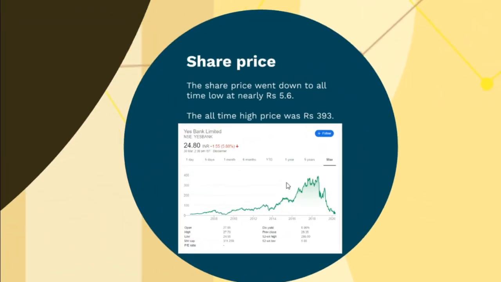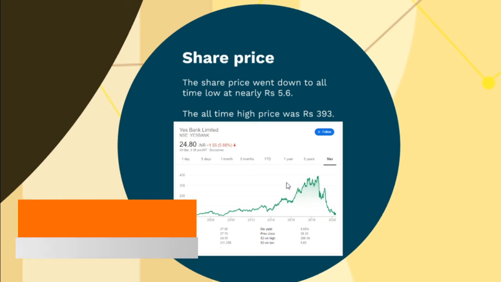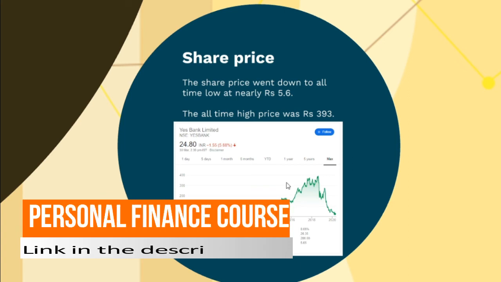Now let's look at the third thing, the share price. Whenever we look at technical analysis, we must look at the share price. As we can clearly see, the all-time high price was 393, and it had gone down to 5.6 rupees. So we can clearly see how big the crisis was, right? Till now the market, because of the coronavirus, the economic slowdown and the Yes Bank crisis, is still struggling to grow, right?